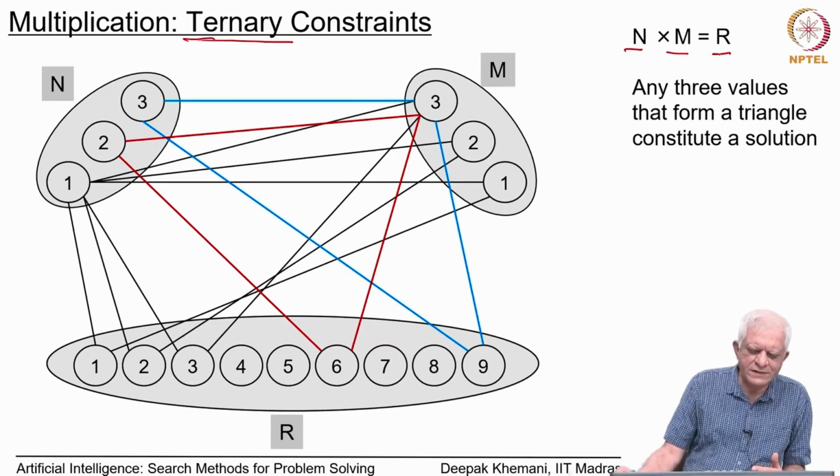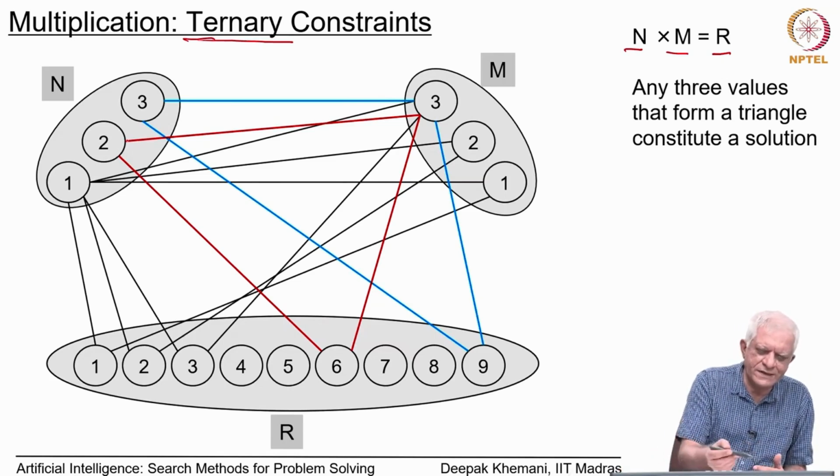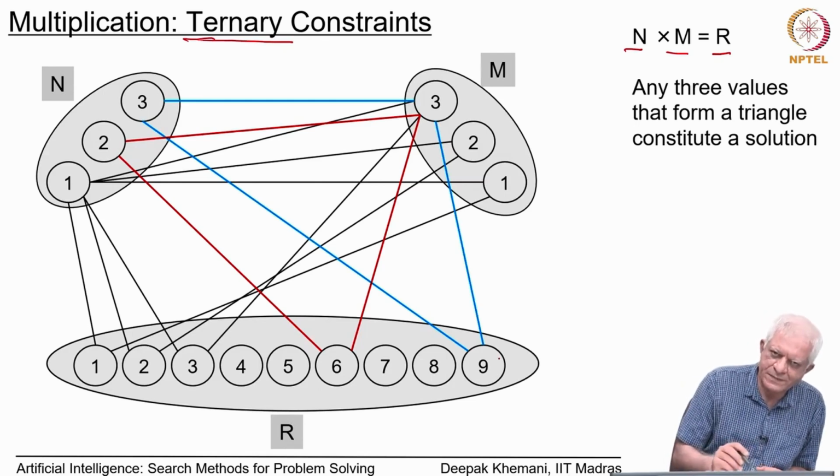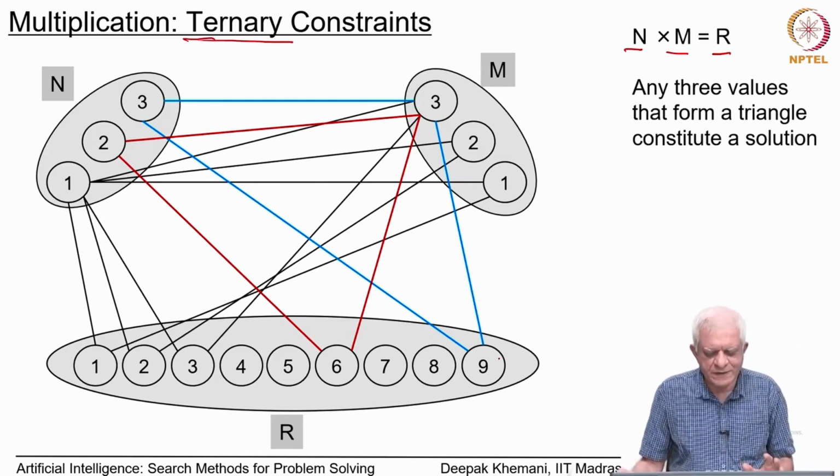We have taken a very small domain where the domain of n is just 3 numbers, 1 to 3, the domain of m is also the 3 numbers 1 to 3, and the domain of r is numbers 1 to 9, because that is the maximum we can get with those 1 to 3. I have not drawn all the complete matching diagram, I have drawn only some of them.